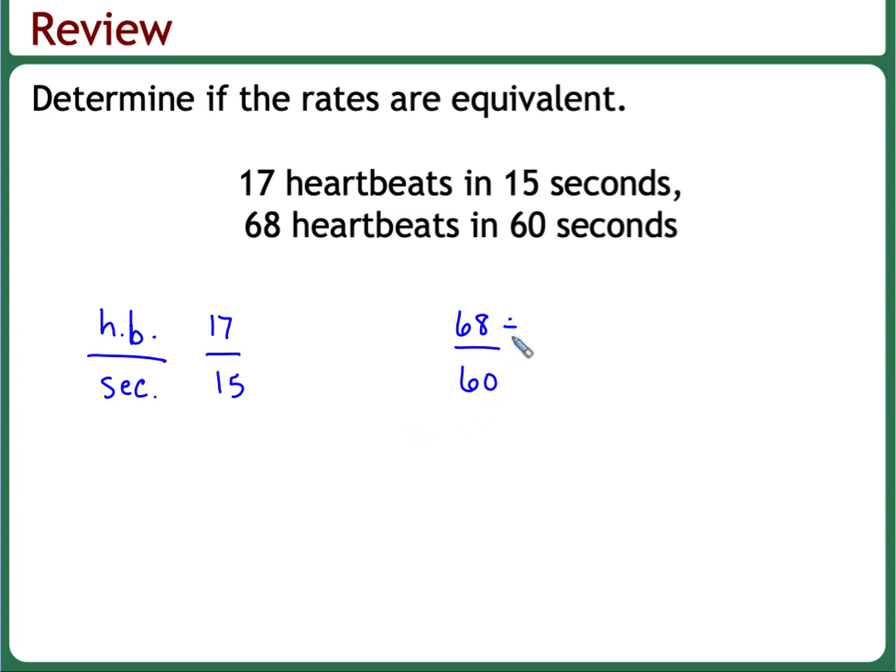All right, so these are both divisible by 4. Or you might have divided both of them by 2 and then by 2 again. But if you divide them by 4, 68 divided by 4 is 17. 60 divided by 4 is 15. So both of them are 17 heartbeats for 15 seconds. So yes, they are equivalent.